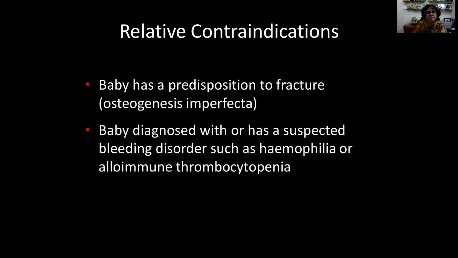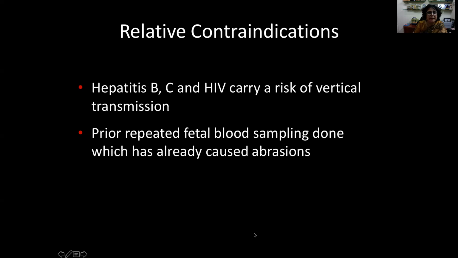Relative contraindication: the baby has a predisposition for fracture, so osteogenesis imperfecta; the baby is diagnosed with or has a suspected bleeding disorder such as hemophilia or alloimmune thrombocytopenia; hepatitis B and HIV carry risk of vertical transmission; and prior repeated fetal sampling done, which has already caused abrasions.